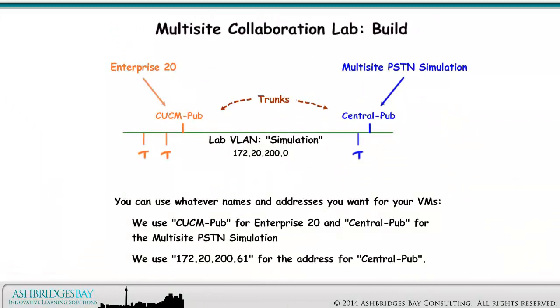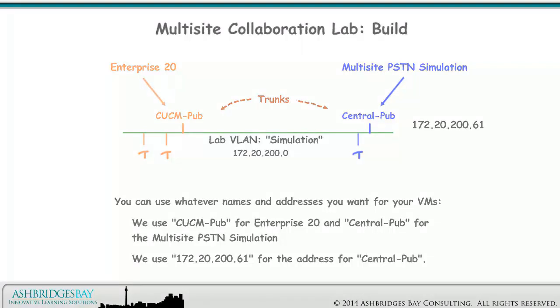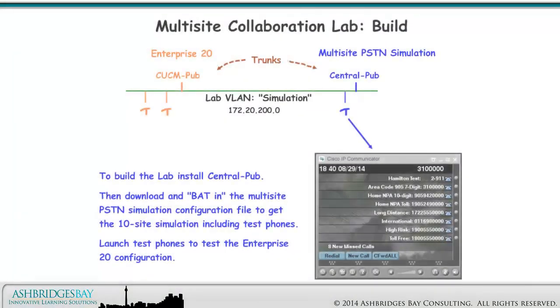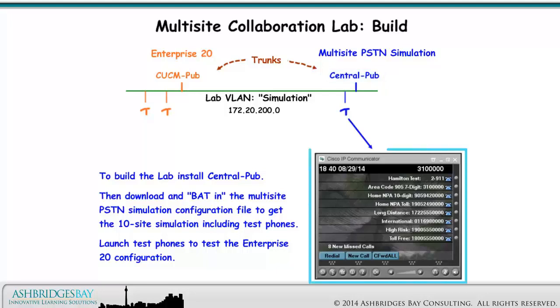You can use whatever names and addresses you want for your VMs. We use CUCM Pub for Enterprise 20 and Central Pub for the Multisite PSTN simulation. We use 172.20.200.61 for the address for Central Pub. To build the lab, install Central Pub. Then download and BAT in the Multisite PSTN simulation configuration file to get the 10-site simulation, including test phones. Launch test phones to test the Enterprise 20 configuration.